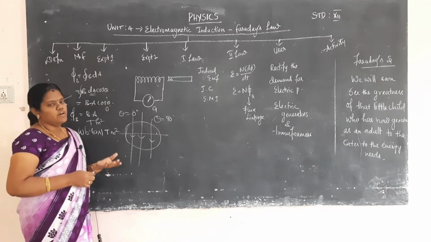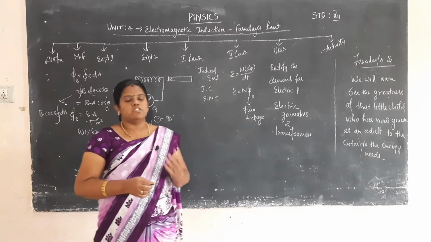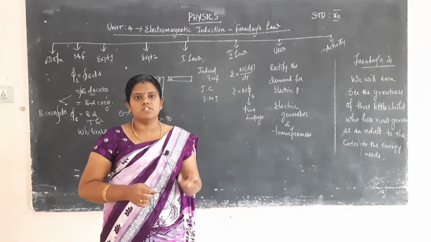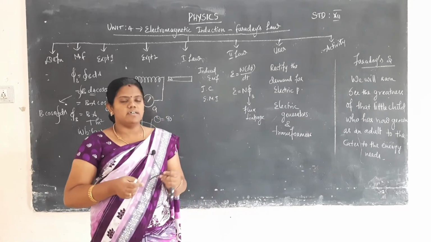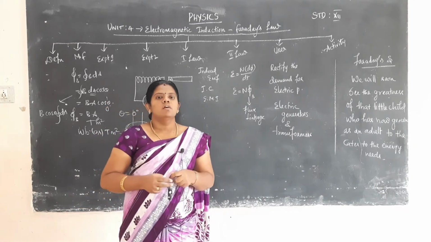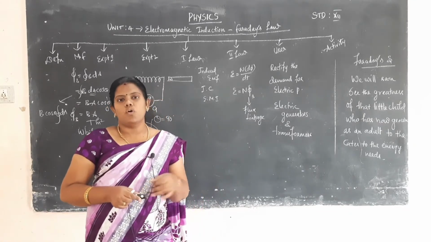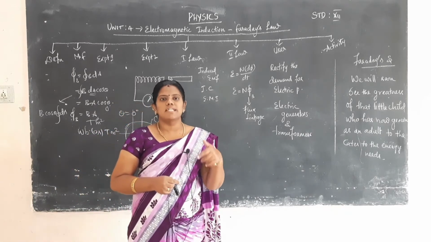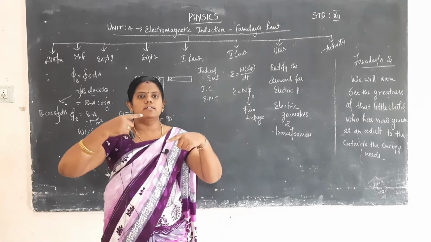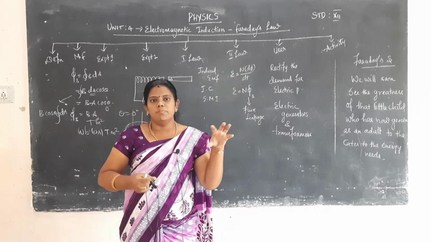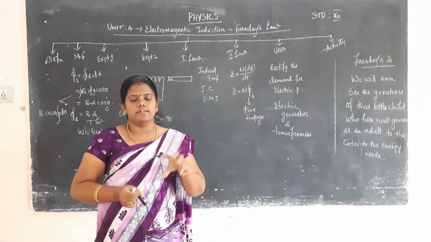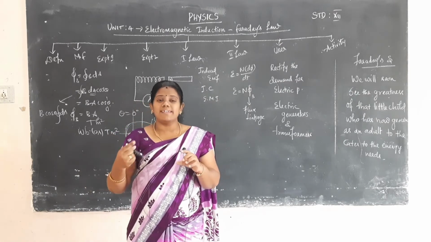Now we will go to Faraday's experiments. Faraday did various experiments to explain electromagnetic induction. First I will explain Faraday's first experiment. Faraday took one coil. A coil is like a solenoid, wound with a number of turns just like a spring, so this will act as a solenoid.